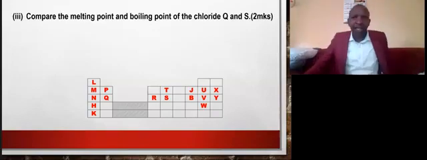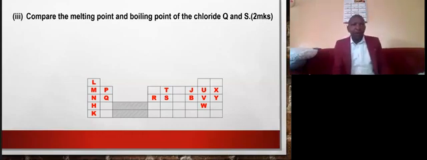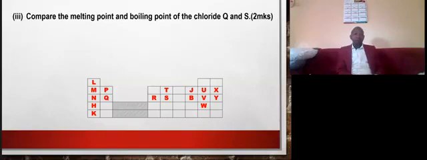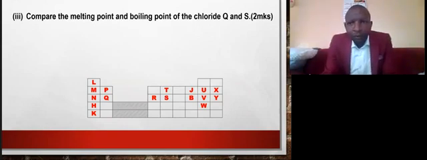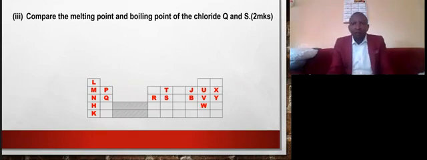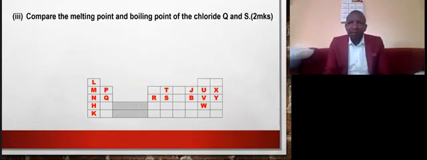Can you repeat your answer again? I can see the distance was very good. The chloride of Q has a higher melting point and boiling point than the chloride of S. This is because the chloride of Q has an ionic structure held together by a giant ionic bonding, while the chloride of S has simple molecular structures held together by weak van der Waals forces. Very good, although there's a lot of mix-up in your explanations.